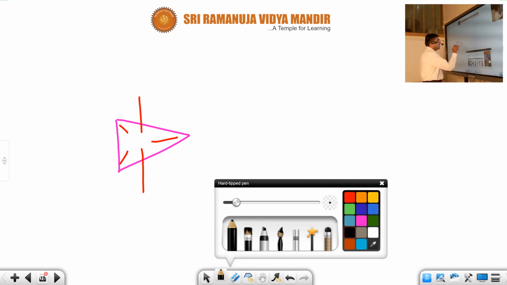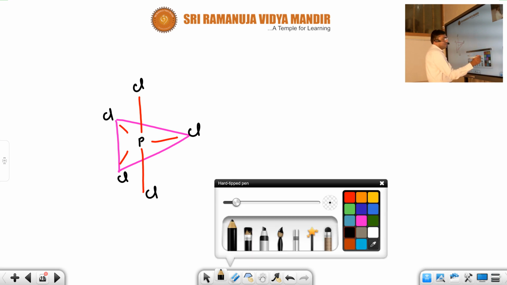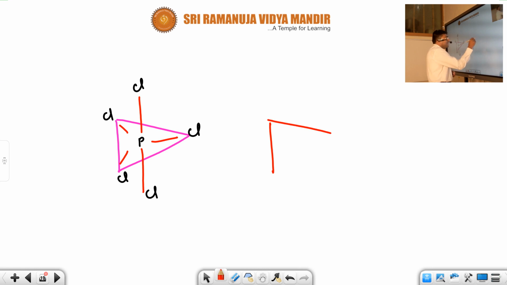Students, have a look. This is P, Cl, Cl, Cl, Cl, Cl. PCl5 is symmetrical. Why is it symmetrical? I'll explain here. Have a look. Students, this is symmetrical and this is symmetrical. Do you agree or not?